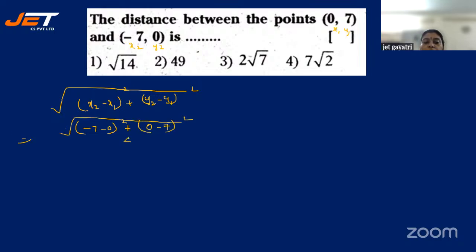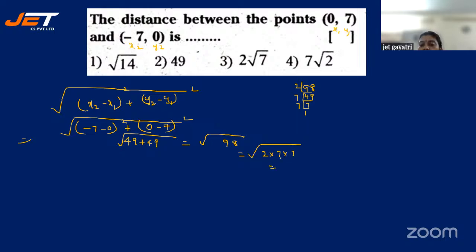Okay, so 49 plus 49, which is root of 98. So this 98 can further be simplified, just take LCM. 2 fours are 8, 2 nines are 18, 7 sevens are 49. So you can write it as 2 into 7 into 7. So root 7 into root 7 is 7. This is root 2. So in other words, it is 7 root 2, which should be your option 4.